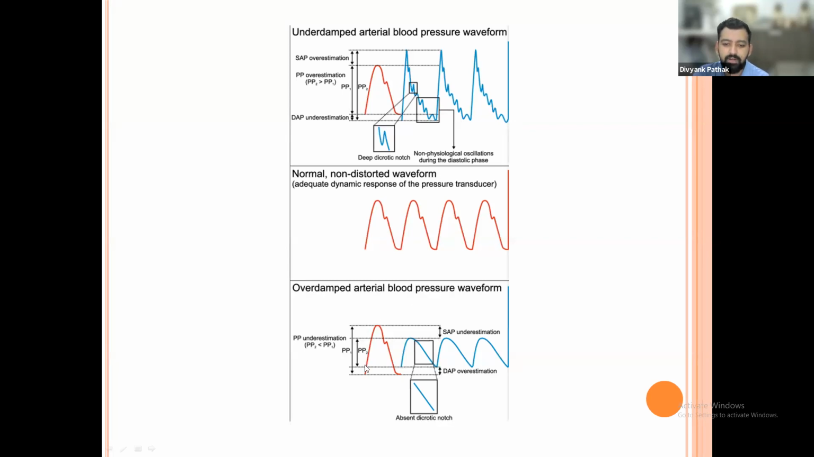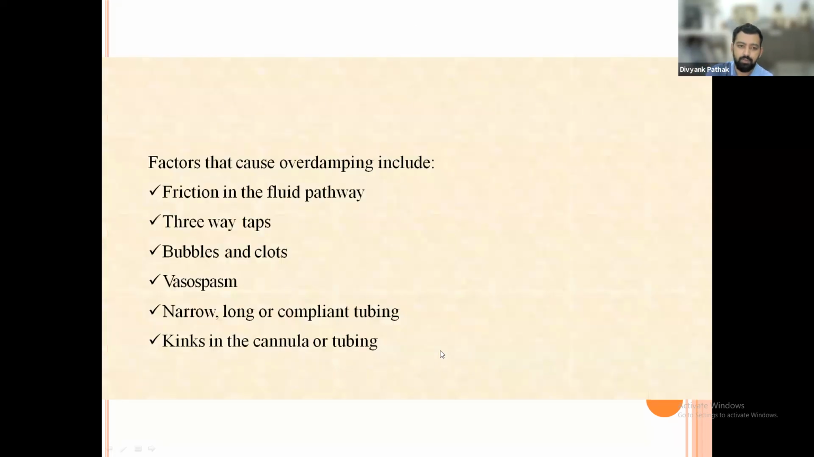And in overdampened, as you see, this is the normal arterial waveform, but the amplitude is reduced and there is no dicrotic notch. So by this there is a decrease in systolic and an increase in diastolic line. So this is an over dampened waveform. So we'll come forward and we'll go into detail.